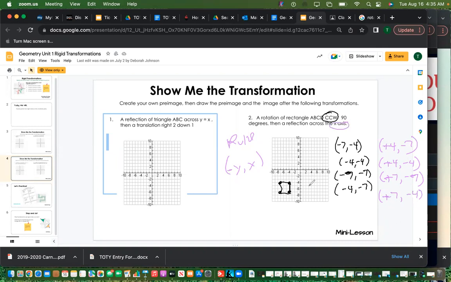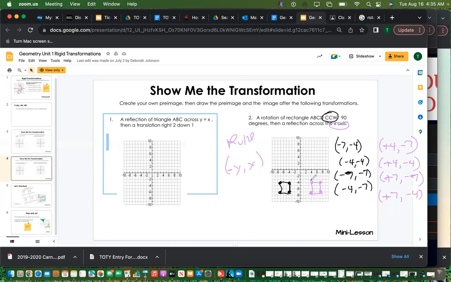Okay. So for -7, -4, we get 4, -7. Then 4, -4, 7, -4, and 7, -7. Okay, so there's a rotation. And then we want to reflect across the x-axis.